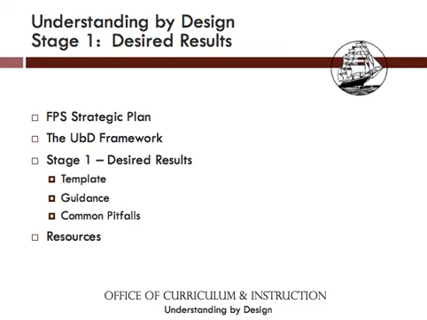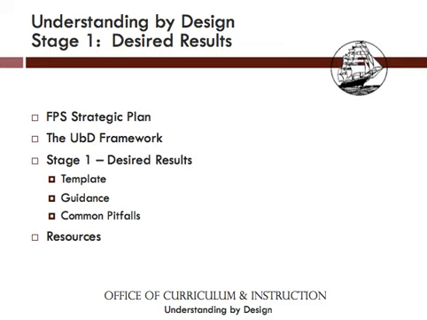Today, in front of you right now, you have the agenda for our presentation. So first we're going to talk a little bit about Falmouth Public Schools' strategic plan. A lot of the work that we do is built around that strategic plan, and we'll talk a little bit about the teaching and learning aspects of that. And then we'll be talking more about the actual Understanding by Design framework, what it means and why we use it. And as we mentioned, today we'll be talking about stage one, desired results.